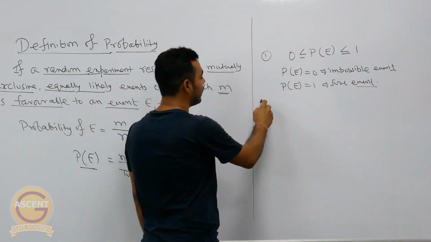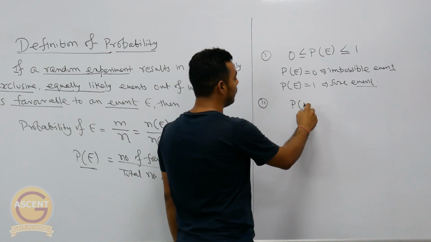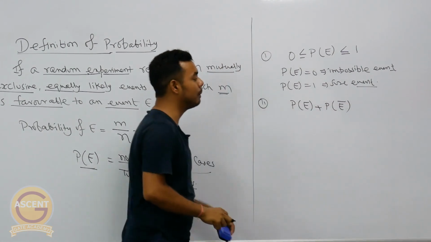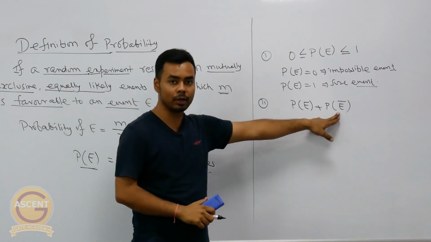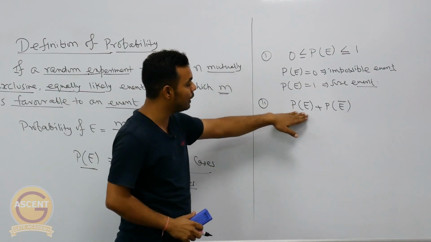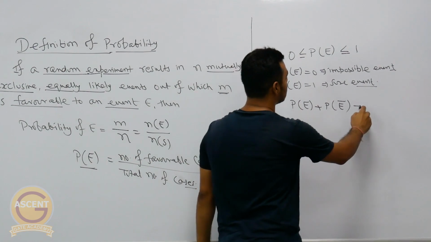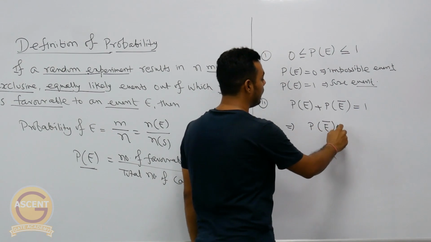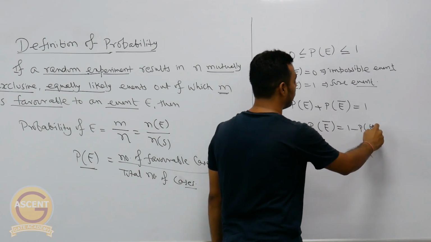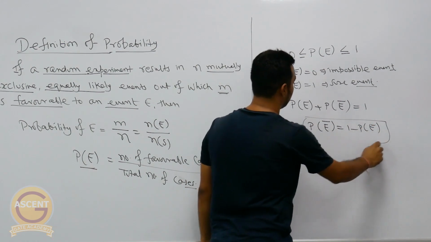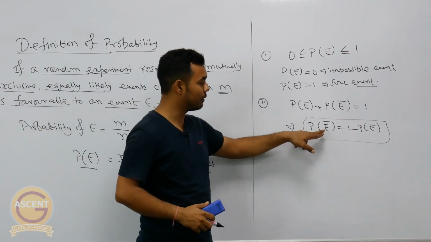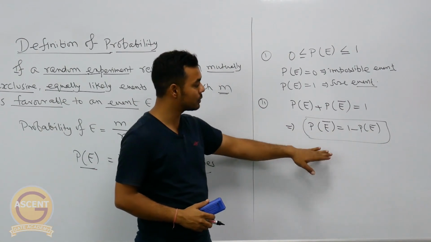Now the second point is the probability of any event E plus the probability of E complement. E complement means the event E does not happen. So the probability of E plus the probability of E complement will be 1. This means you can write the probability of E complement as 1 minus the probability of E. Again, this is a very important formula. If you know the probability of any event E, then you can find the probability of E complement and vice versa.